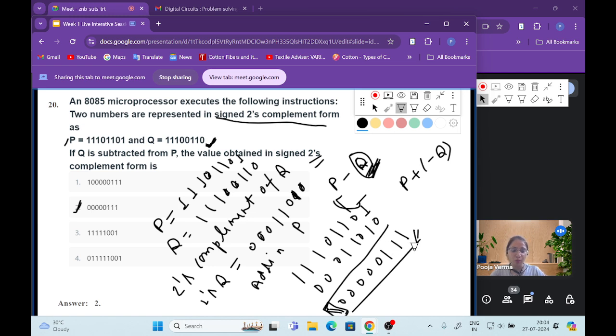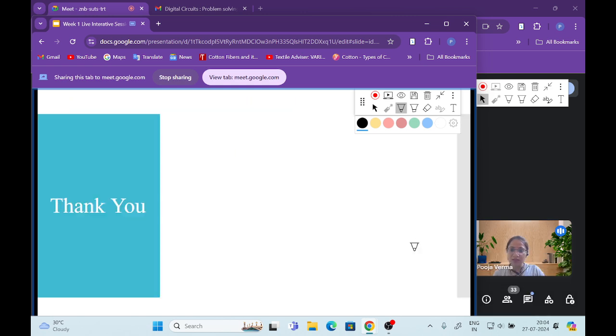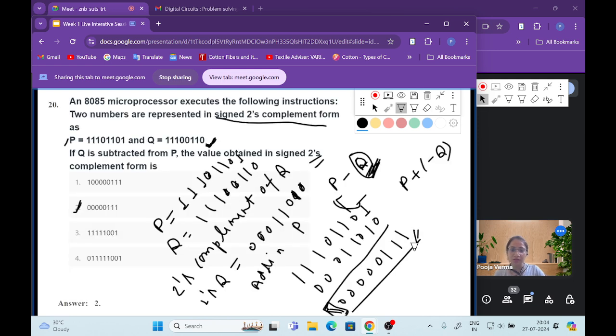If you practice more and more questions, then you will get to know how to solve this type of question. You just have to read the question properly. Now you can ask your queries about the questions, if you want.